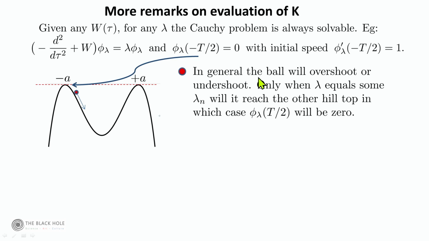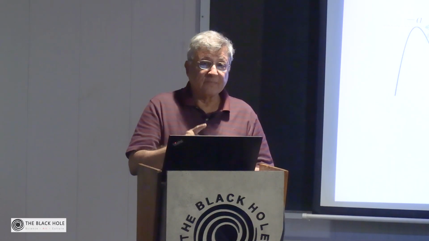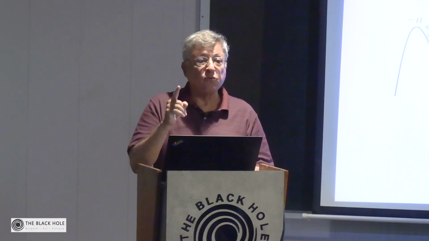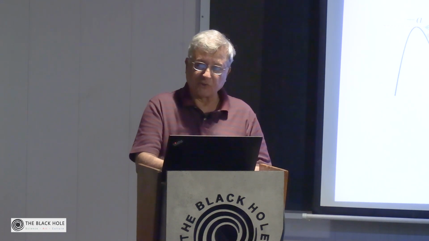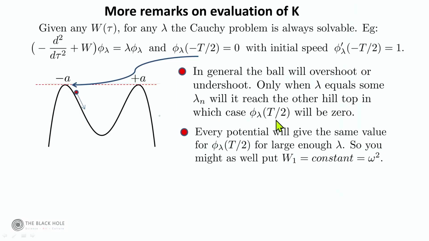Okay, in general, if you start with some speed, this ball will roll. Maybe it'll come here, and then it'll roll back to where it was. It can go nearly up till A, or it can go beyond A. Only when it stops at A will you have an eigenvalue. That's only when lambda is equal to lambda n will you have an eigenvalue. Otherwise, it'll overshoot or undershoot. Okay. Next point.